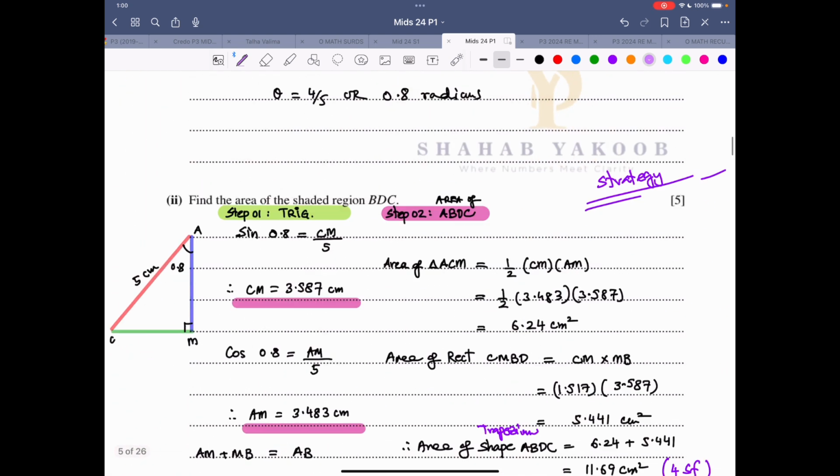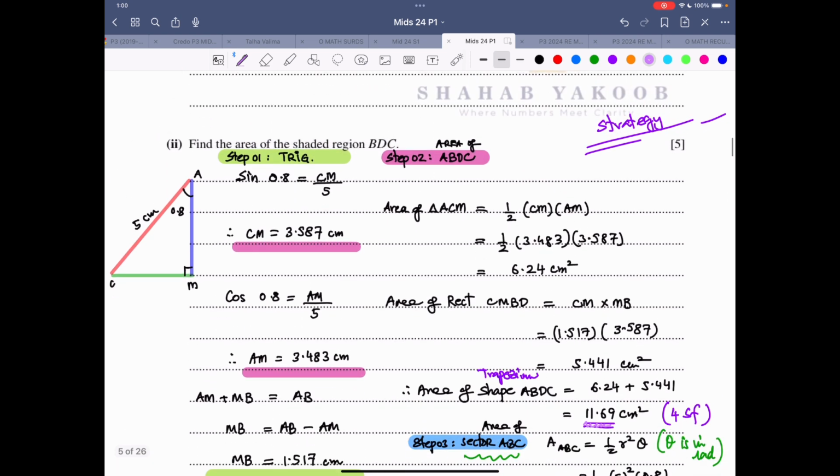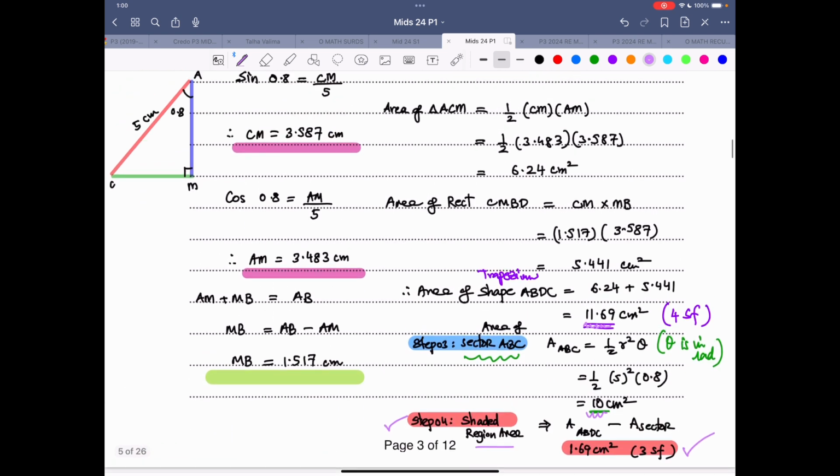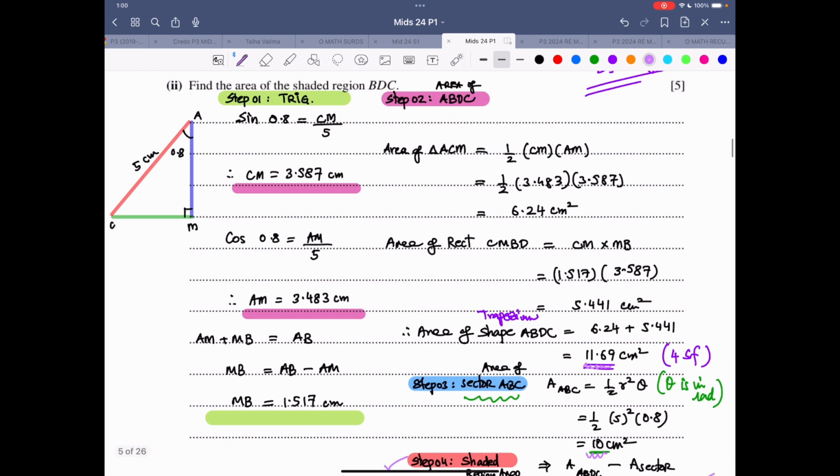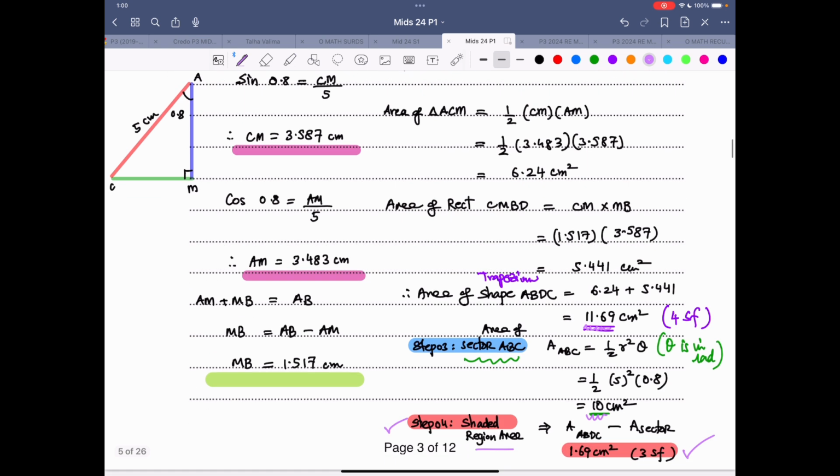Again, for 5 marks, I think let's go ahead and assign the marks. So let me focus on this thing, the trigonometry part.